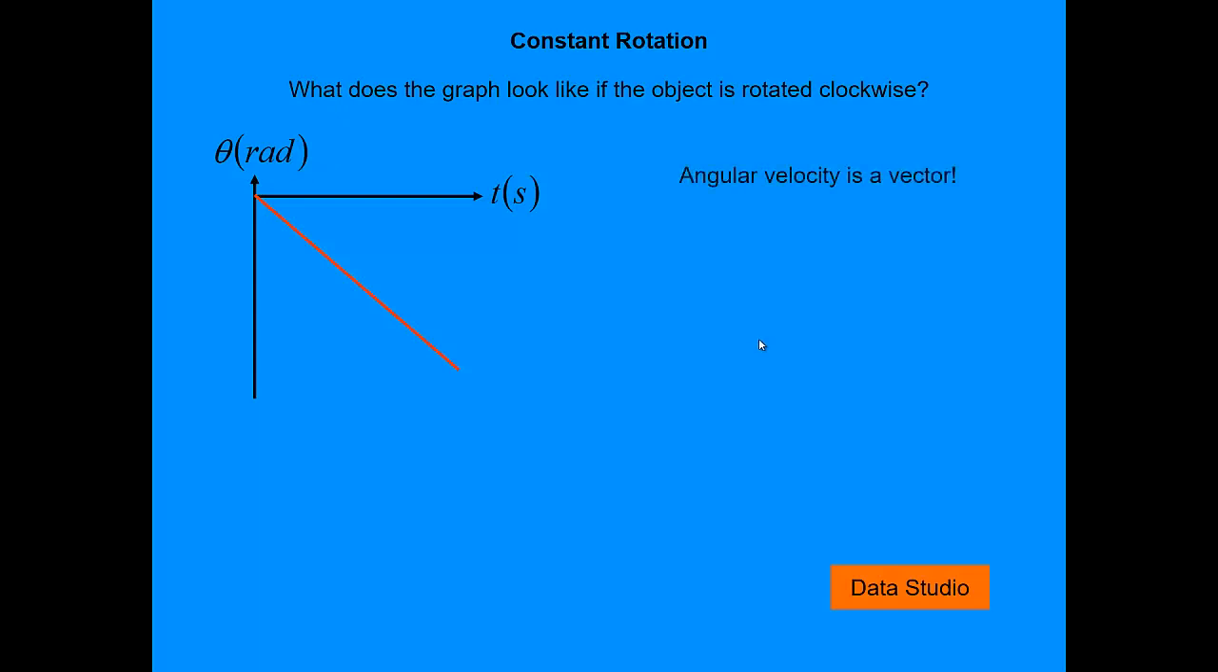Angular velocity is in fact a vector. Now, rotational vectors are a little weird, okay? They're a little different than linear ones. But in this case, there's really only two angular velocity directions. It can either rotate counterclockwise or clockwise. And the traditional rule of thumb is that counterclockwise is positive and clockwise is negative. Counterclockwise is positive, clockwise is negative.